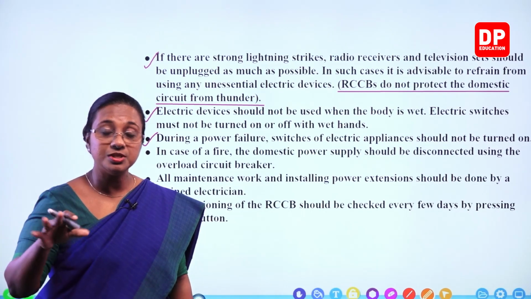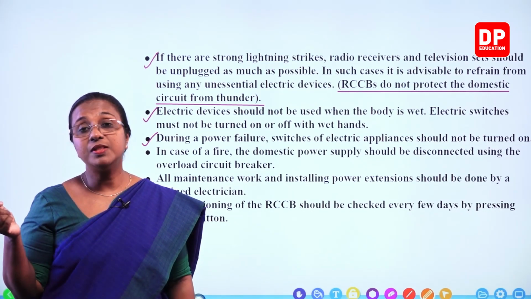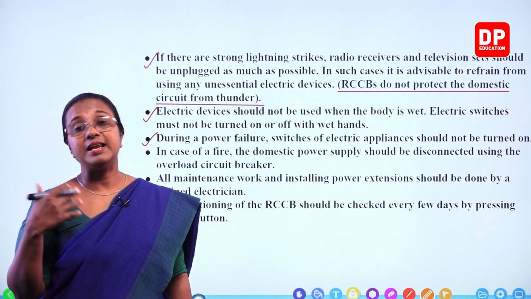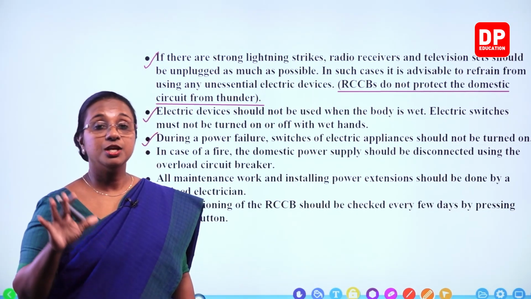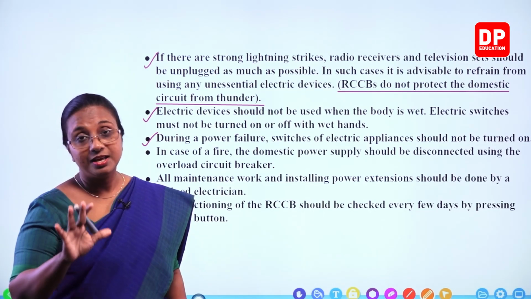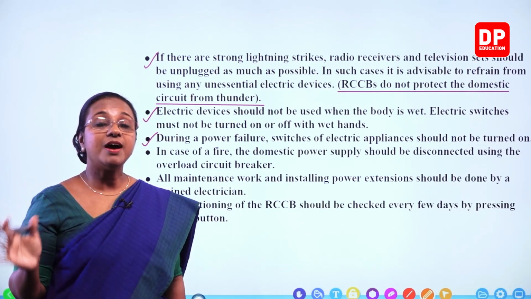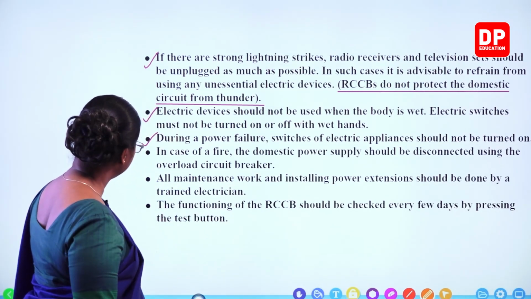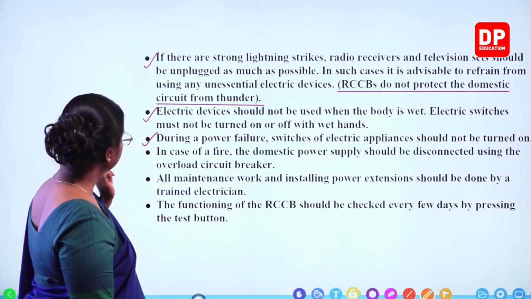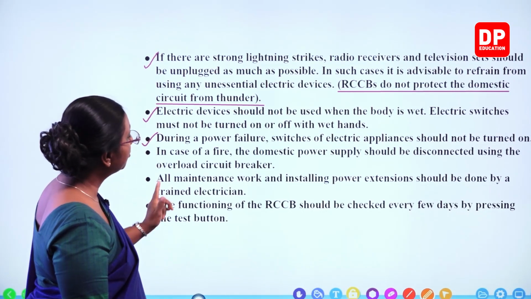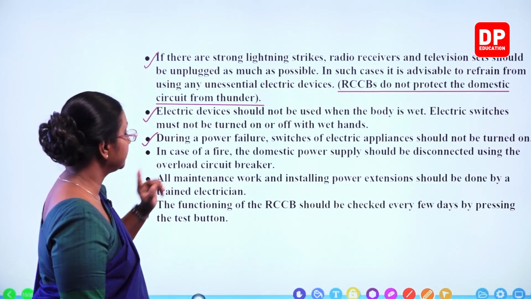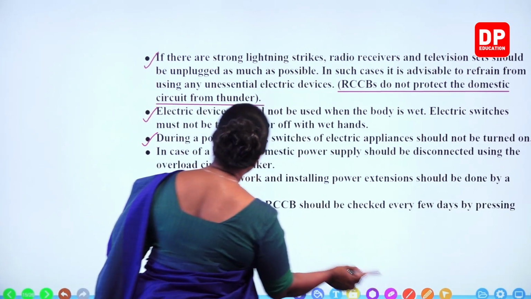You have to keep them switched off, or you can even remove the plugs from the socket, and then you correct the problem, and then you plug them in. You test, and after that, if everything is rectified, you again plug in the electric appliances. That is another thing. The next one, in case of a fire, the domestic power supply should be disconnected using the overload circuit breaker. So that's also important.